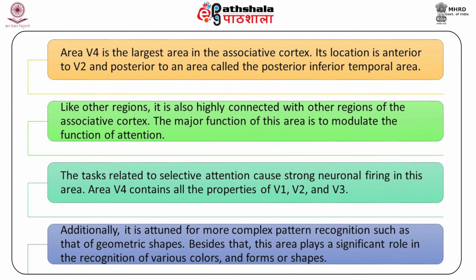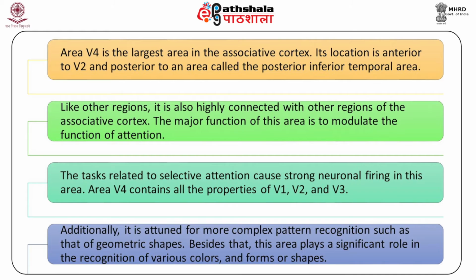They receive projection from the parietal and the temporal cortices and are involved with the task of integration of information of all of these three lobes. Area V4 is located and is the largest area in the associative cortex. Its location is anterior to V2 and posterior to an area called the posterior inferior temporal area. Like other regions, it is also highly connected with other major regions of the associative cortex.